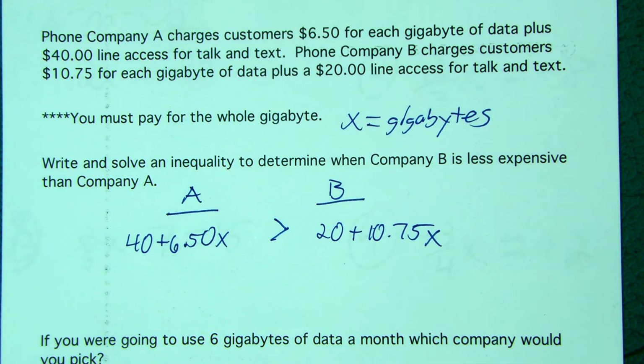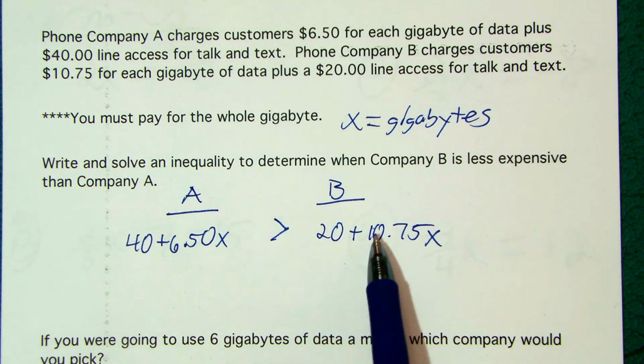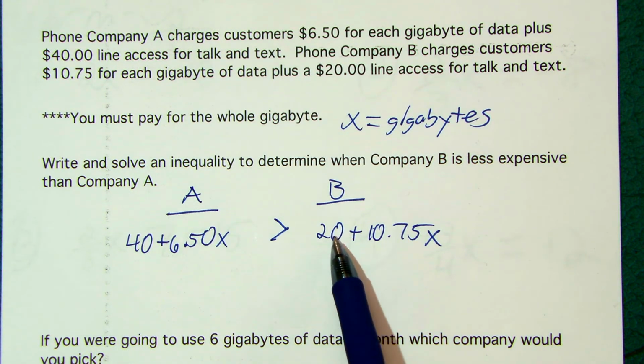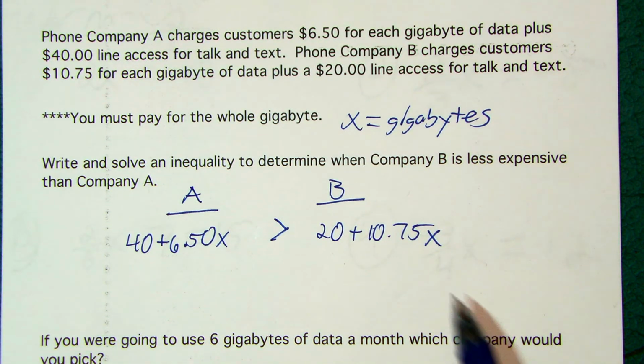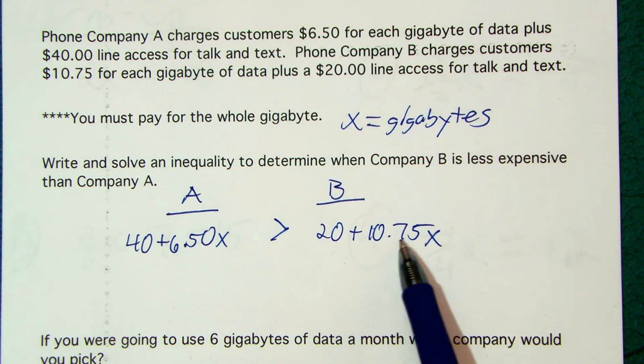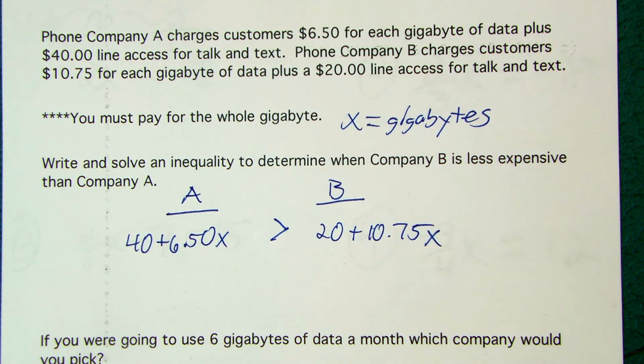Just some observations here before we get started. To start the month, A is going to be more expensive right away. It's $40 right off the bat, plus $6.50 a gig. Company B is going to be cheaper right from the start because it's only $20 for the line access, but then it's more expensive per gig. So if I'm only going to use like a gigabyte of data, this one's going to be $30.75 and this one's going to be $46. So earlier on, B is going to be cheaper.